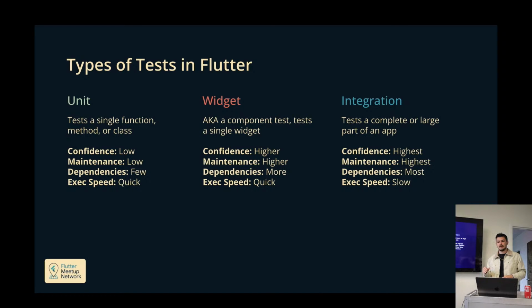The last is integration test, and this is to test a complete or a large part of an app. This is going to give you really high confidence that that specific flow is working, but maintaining them can be very difficult. You have a ton of dependencies, including having to run this on a physical device. So you're going to need to pair this kind of system with a device farm, like a test grid. Firebase has device farms, AWS has device farms.